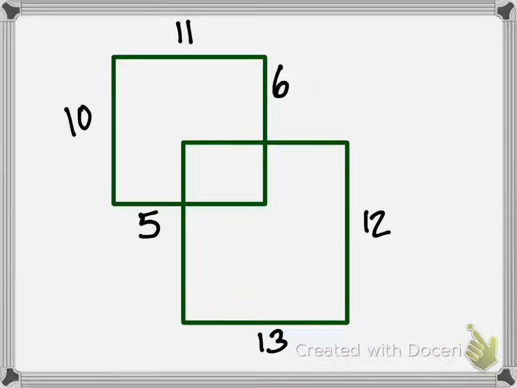Now, I want to find the total area of these figures. So these are overlapping figures right here. And I want to find the total area. Miles, the first things first is we want to find the area of one of our shapes. We're going to find the area of the one that I just made orange. What's the area of that shape? 10 times 11.